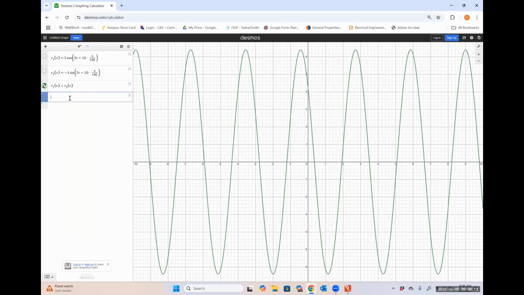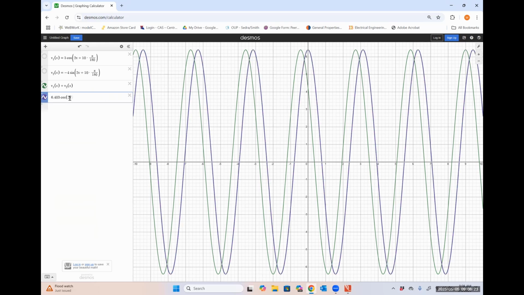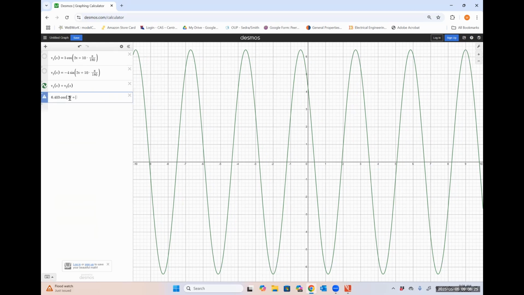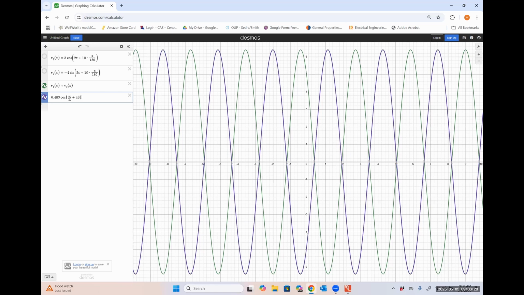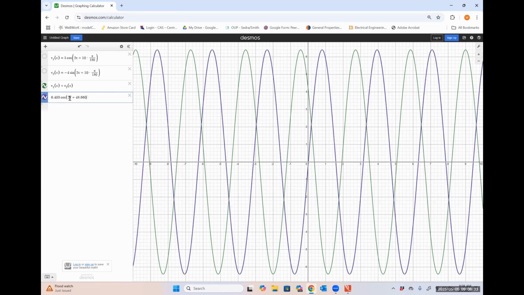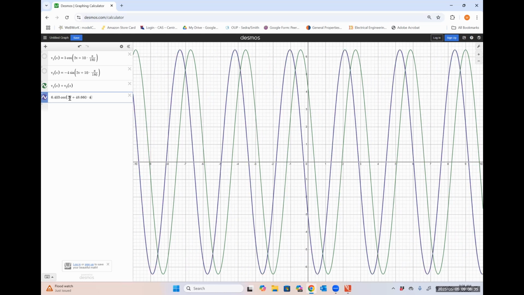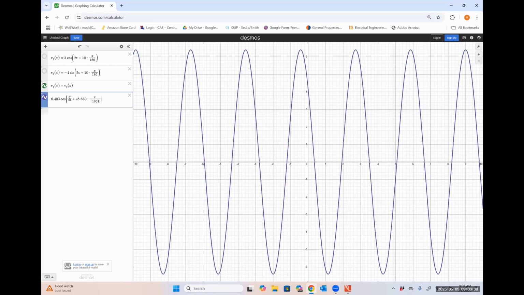So I'm going to add another thing down here. And I'm just going to put in 6.403 cosine 2x plus 48.660. Thank you. And I'll be damned if that purple curve doesn't perfectly overlap that green curve.